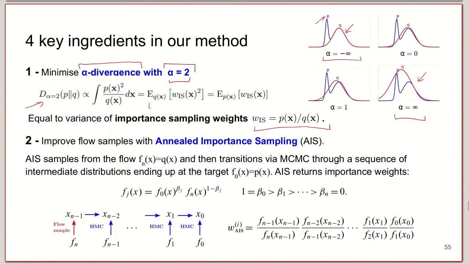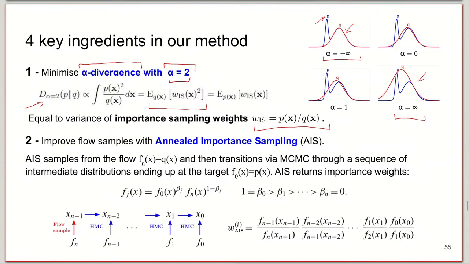The advantage of this alpha divergence, with alpha equal to 2, is that you can show that it minimizes the variance of the importance sampling weights. You can show that it's exactly the same as the square of your importance sampling weights, and that guarantees to minimize this variance. This means that you're going to train a flow that approximates the target, and it's going to be mass-covering, so you don't miss modes. And you also have low variance in your importance sampling weights, which is great if you want to remove bias in your samples.